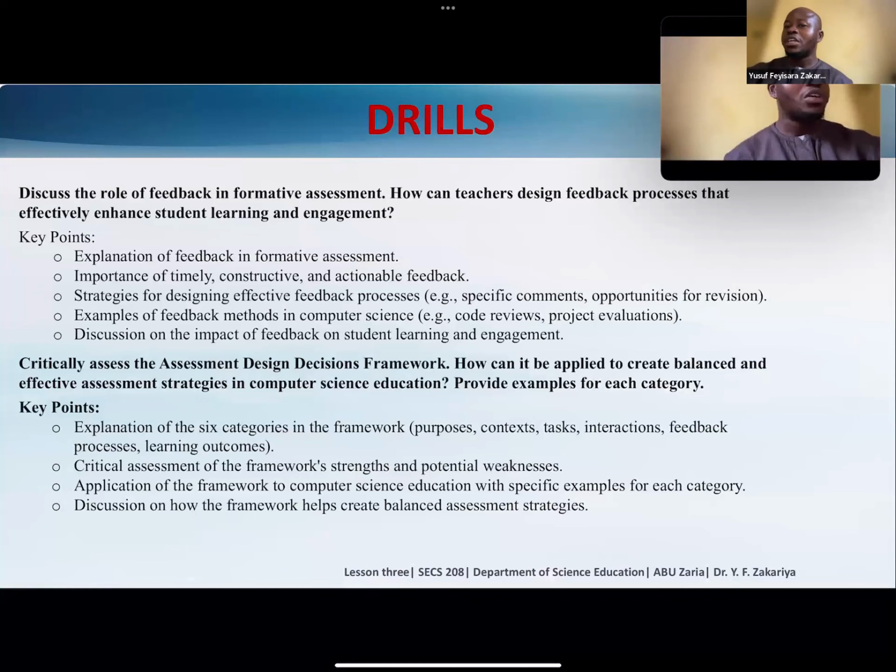When I say critical, it contains what? Strengths and weaknesses. Do you say it now? This is very important. Application of the framework to computer science. That is attempting the second part of the question. How can it be applied to create balanced and effective assessment strategies in computer science education? Discuss, on the last thing, how the framework helps create balanced assessment strategies with examples.